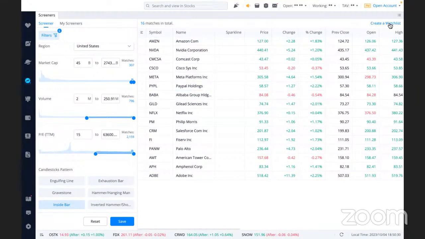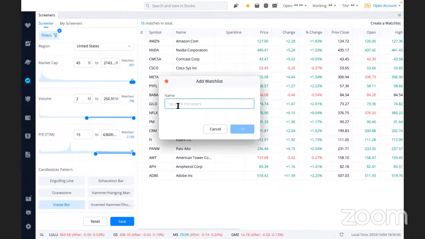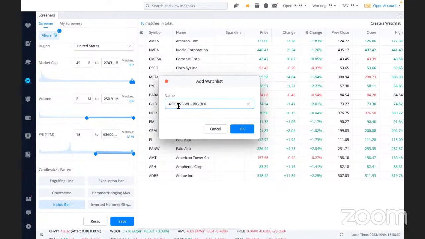So we're going to create a watch list. And what we're doing is we're building something for tomorrow. And what I'll do is I'll post this in the chat thread that we have. This will be a watch list that we're building for tomorrow, that we're doing right here live. So I'm going to create this, and we're going to call this October 23 watch list, big boys.